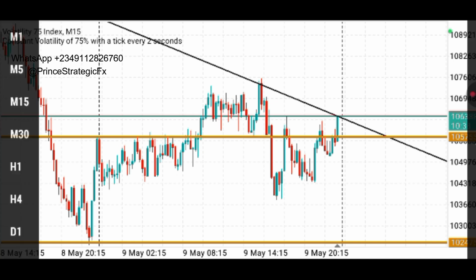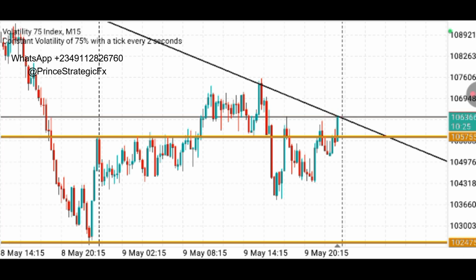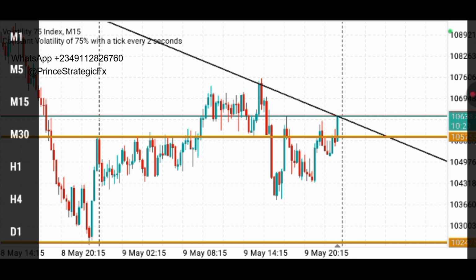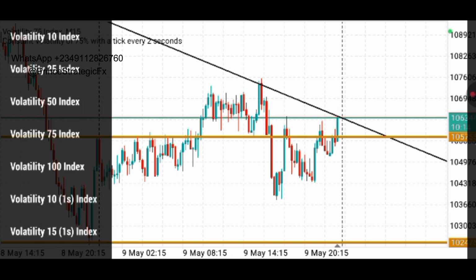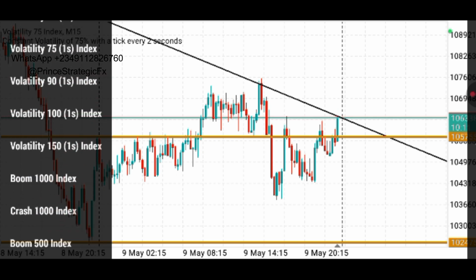Let's move to the next analysis. Just follow exactly what I'm doing. Believe me, you are going to be profitable. This is the simplest and most profitable strategy you can actually start applying with your phone. Seriously. Now let's do this with Boom 1000.